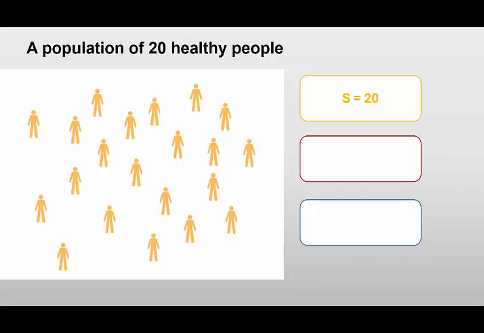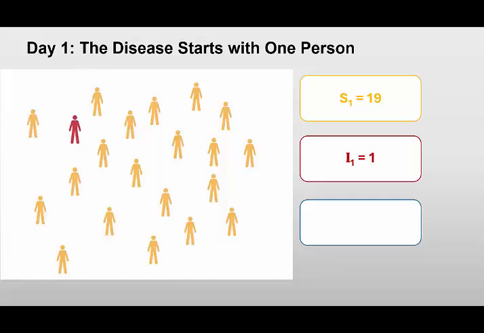We're going to start out with a simplified example of only 20 people. Let's assume that 1 out of the 20 people are infected with the disease. That means on day 1, the number of susceptible would be 19, and the number of infected on day 1 would be 1. Notice that we use the subscript 1 to represent the day. S1 is the susceptible on day 1, and I sub 1 is the number of infected on day 1.